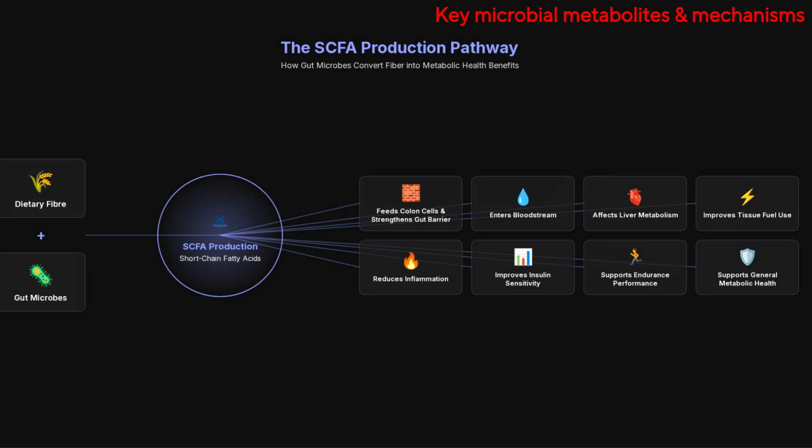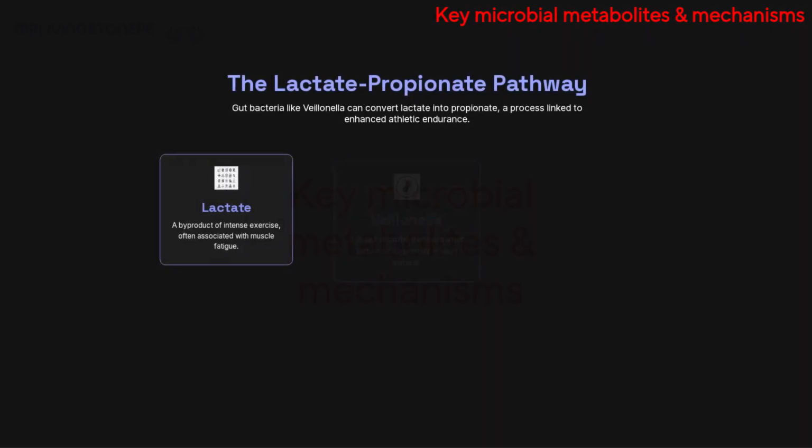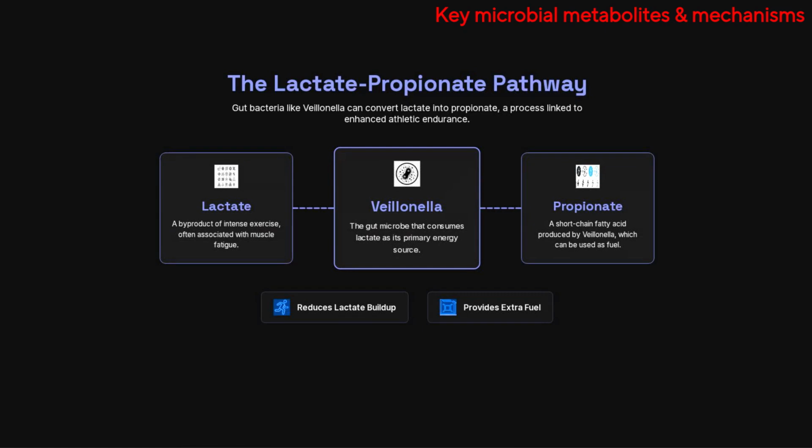by improving substrate use. Some gut bacteria can use lactate and convert it into other metabolites. For example, Veillonella species turn lactate into propionate. Early research suggests this pathway might help endurance by providing extra fuels and reducing local lactate buildup.